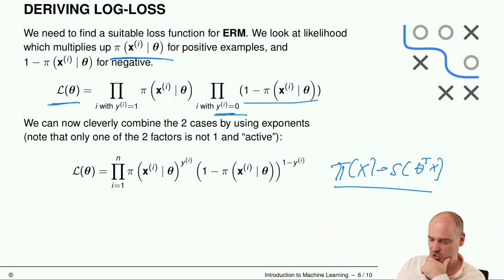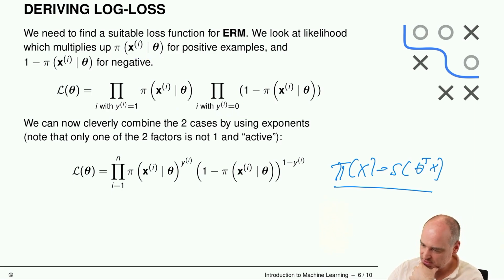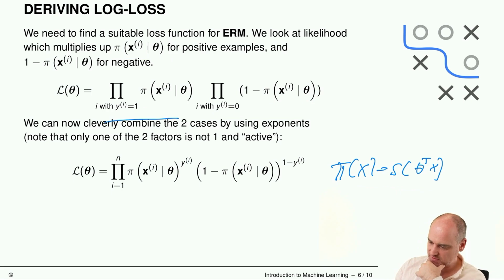So for each observation xi, yi, only one of these 2 cases is true. If it's positive, we take pi. If it's negative, we take 1 minus pi. And we multiply all of these up in a large product. Now, this is not as compact in terms of writing as we like it to be. So we now do a very clever trick to unify these 2 components, the positive and the negative ones.